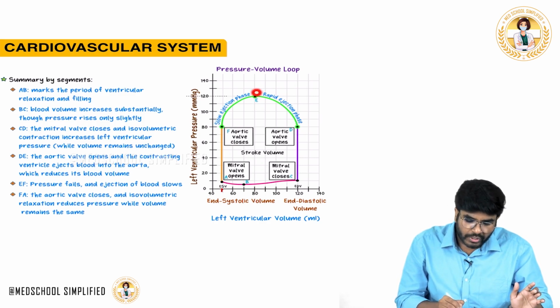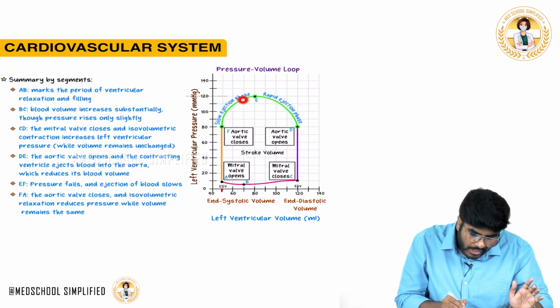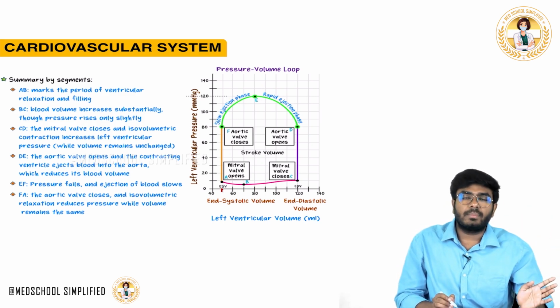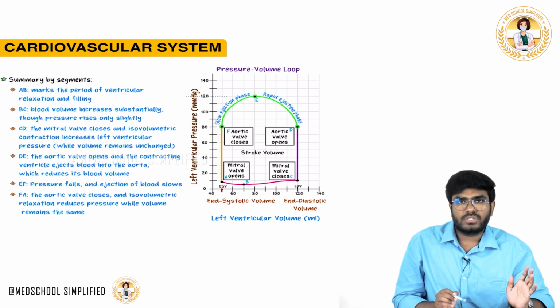Actually here, I am showing you exactly in the middle, but this point should actually come somewhere over here. See, 2/3 of the blood is going to be ejected. 2/3 of the blood will be ejected. This is the rapid ejection phase.